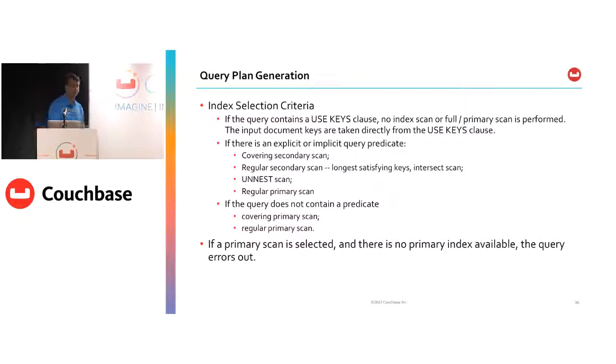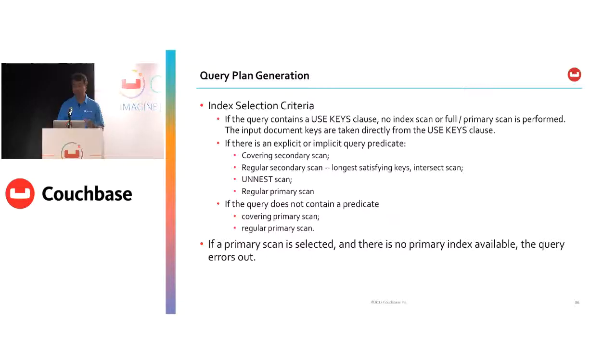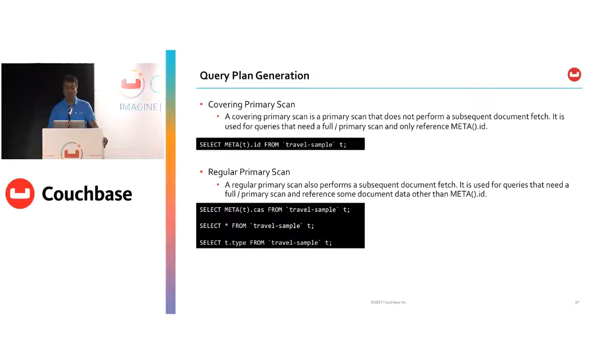If none of the indexes satisfy our evaluation or satisfy your query, the fallback is the primary index. That's why primary index is good to have during your development. In production, you don't want unexpected queries to be taking a lot of resources, so having the primary scan is optional.